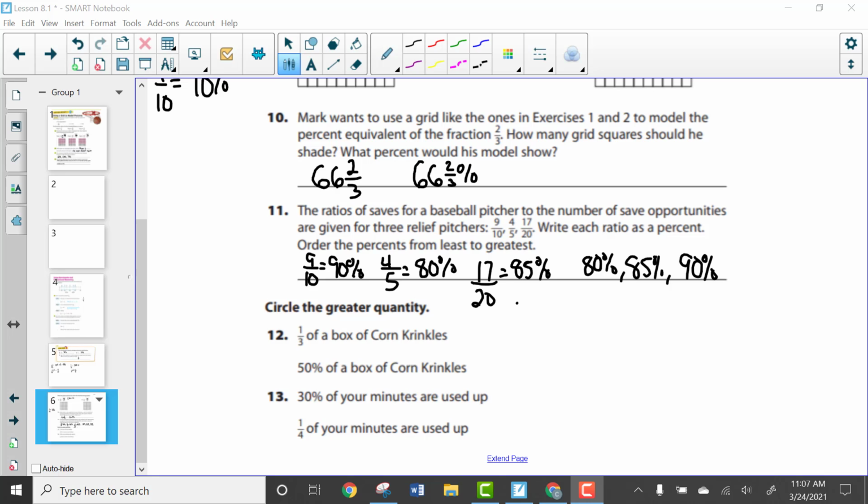Okay, so now thinking about our benchmark percentages and fractions that we talked about earlier in the video, we're going to take a look at which quantity would be greater. 1/3 of a box of corn crinkles or 50% of a box of corn crinkles. We know that 1/3 is 33 and a third percent. So therefore 50% of a box would be more. Next one, 30% of your minutes are used up, or 1/4, which is equal to 25% of your minutes are used up. And we can see that 30% would equal a greater quantity there.